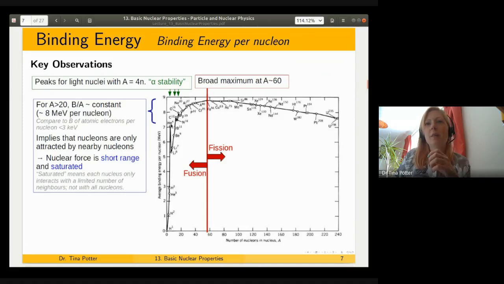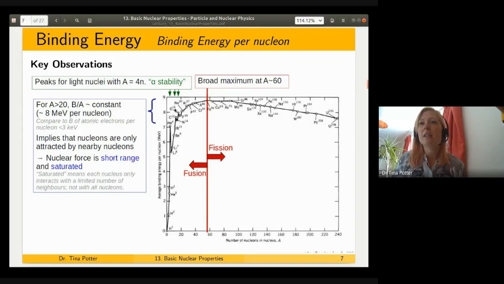Now, these peaks appear to happen for nuclei that have some multiple of 4 nucleons. So we've got, for example, 4 nucleons in helium-4. We've got 3 times 4 nucleons in carbon-12 and 4 times 4 nucleons in oxygen-16. There appears to be a particularly stable, i.e. high binding energy, if you've got some number of alpha particles, so a bound state of 2 protons and 2 neutrons. So these are called alpha stability peaks. They show a very high binding energy when you've got that configuration.